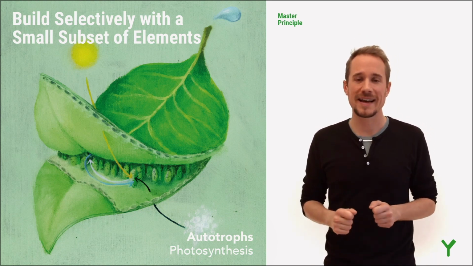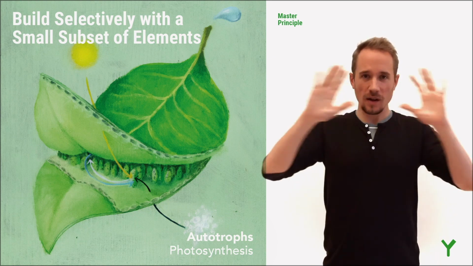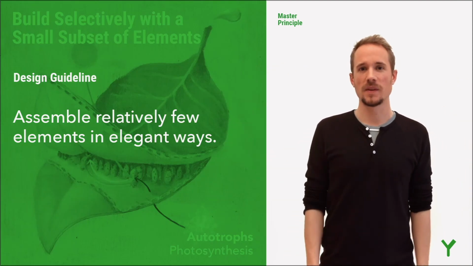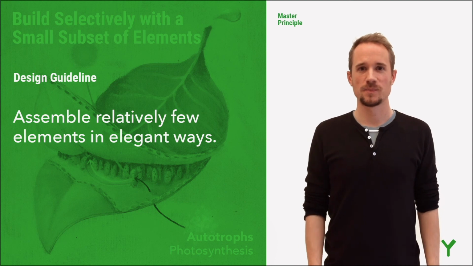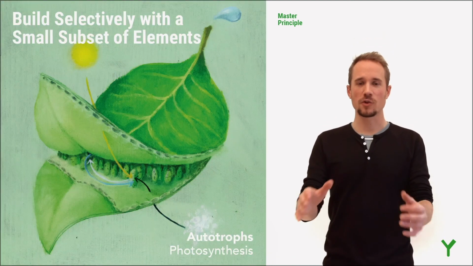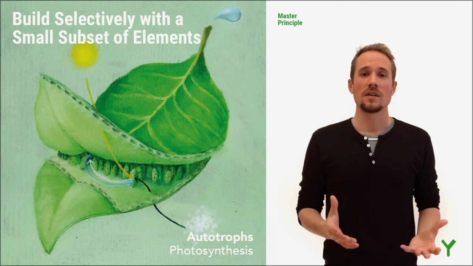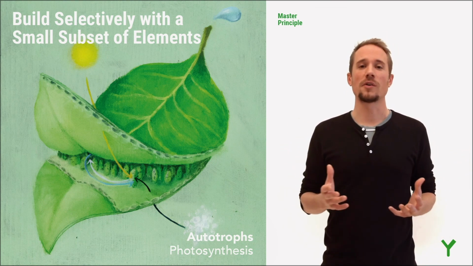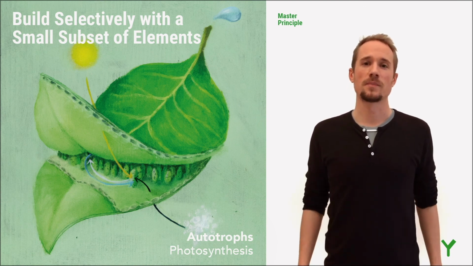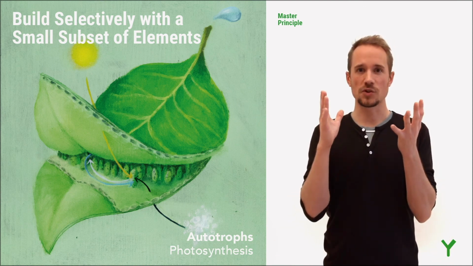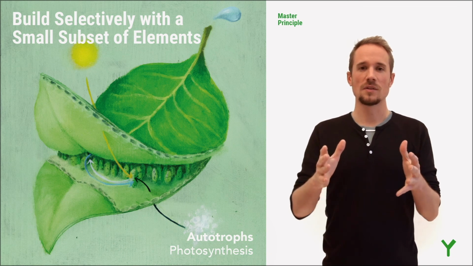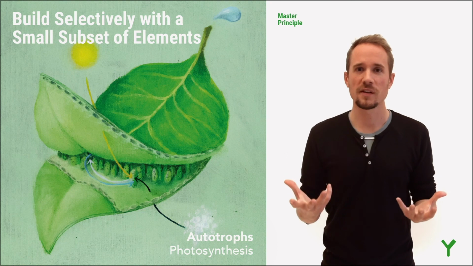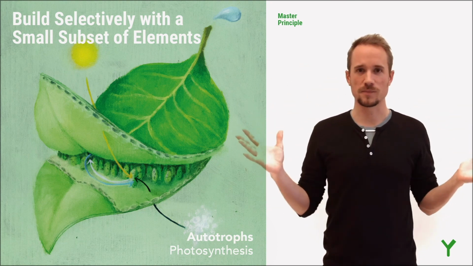What's our design guideline? Assemble relatively few elements in elegant ways. And of course, photosynthesis is the basis of all life on Earth as we know it, and the basis for our ecosystem of the tree, because it is the way that the tree actually creates sugar and creates food for itself and for all other organisms.